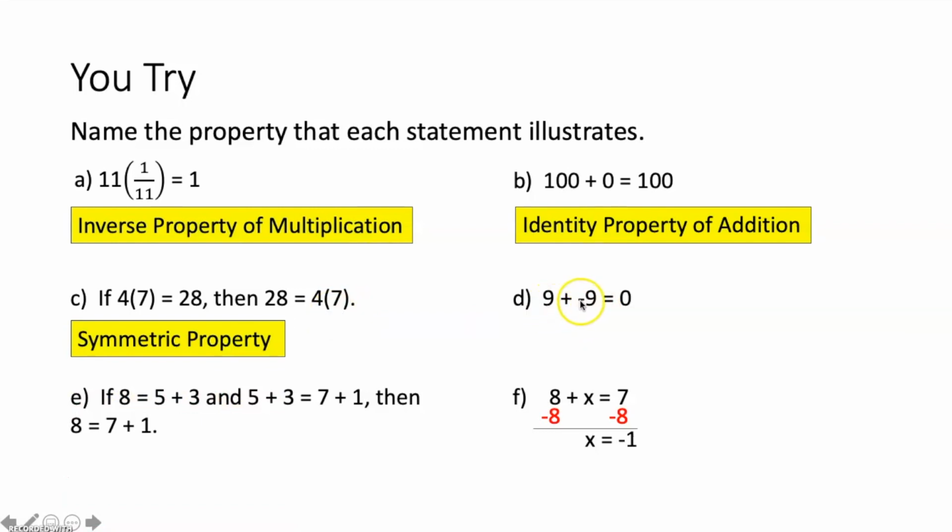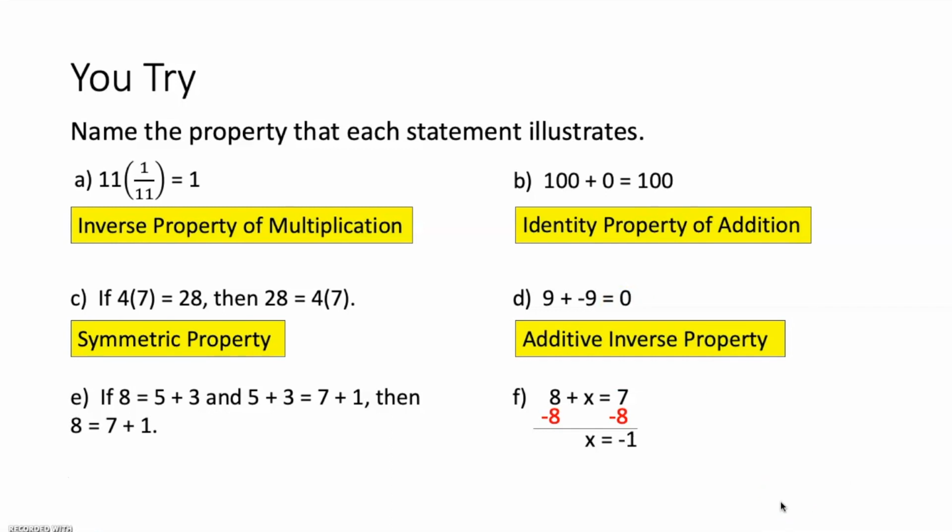Part D, we have 9 plus negative 9 is equal to 0. So we are adding these two things together. They are canceling each other out perfectly, and we are getting 0. So anytime you add two things, you add inverses or the opposites together, that would be the inverse property of addition, or additive inverse property.